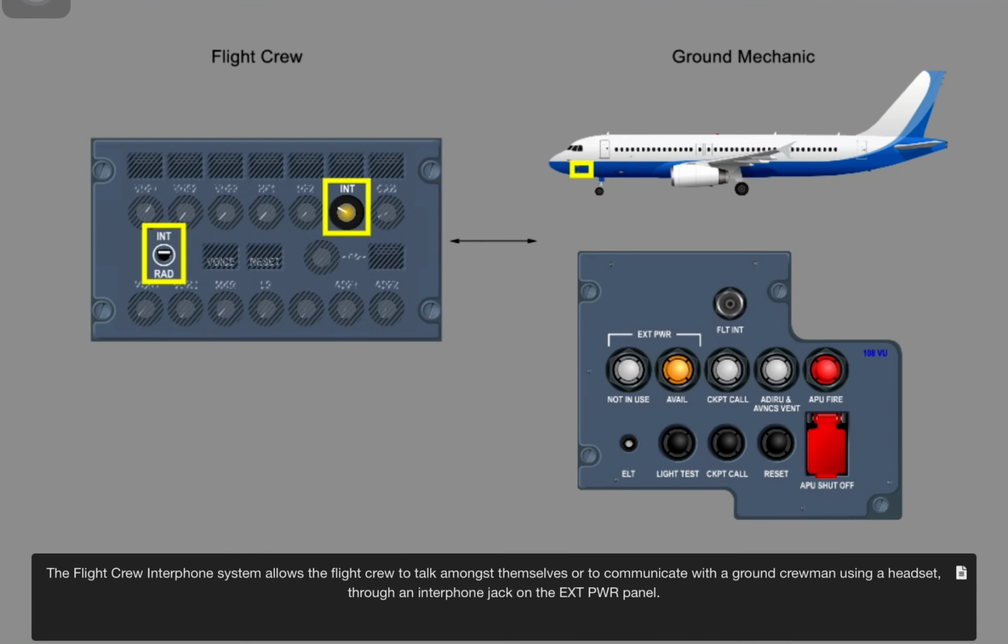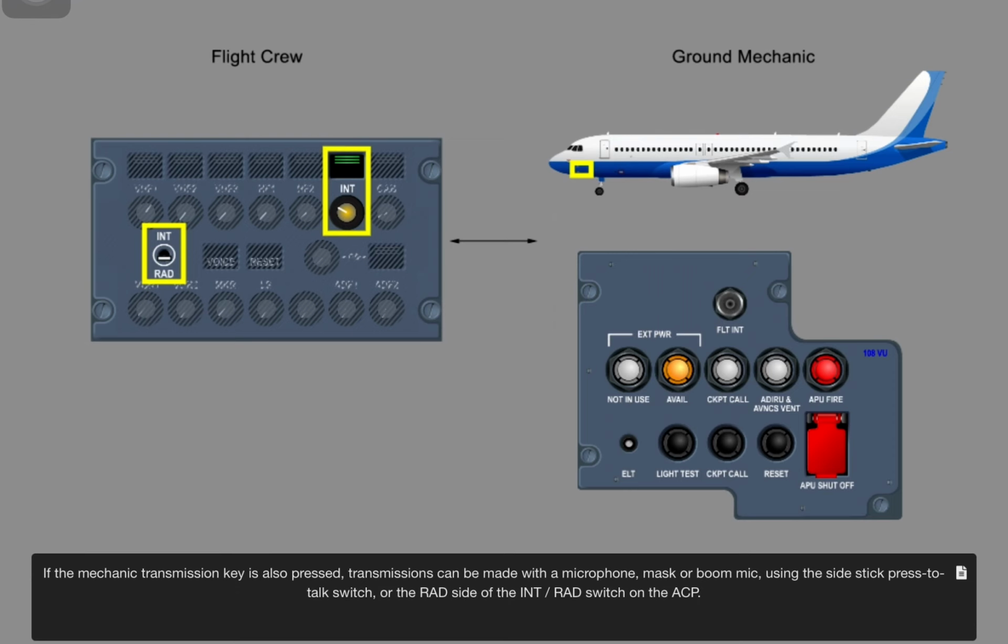The flight crew interphone system allows the flight crew to talk amongst themselves or to communicate with a ground crewman using a headset through an interphone jack on the external power panel. The interphone reception knob must be in the on position to hear interphone communications. Transmissions can be made using a boom or mask mic using the interphone side of the interphone radio switch on the ACP, regardless of transmission key selection.